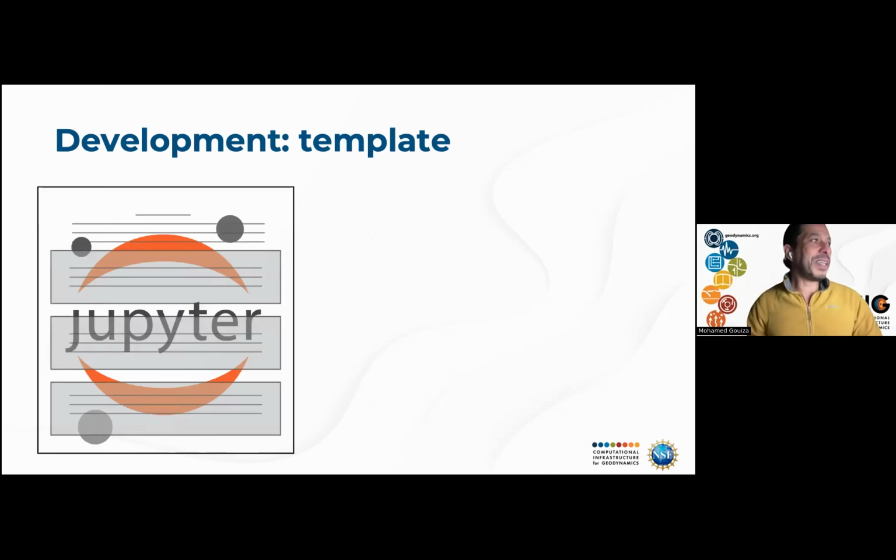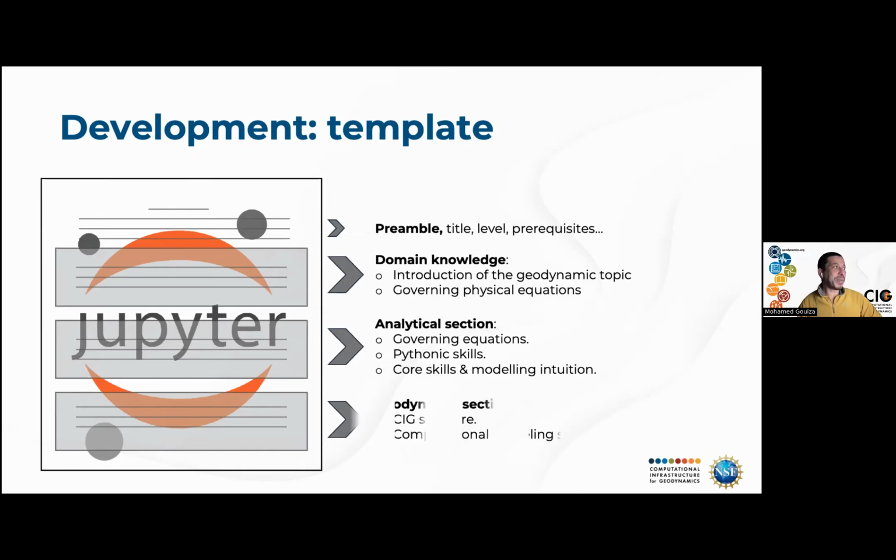As I mentioned at the beginning, the idea is to build those resources within a Jupyter environment, and the template that we came up with includes three main components. So we have the domain knowledge component. That's a summary lecture where we introduce the geodynamic topic or concepts with the governing physical equations that will be examined. Then we'll have an analytical section.